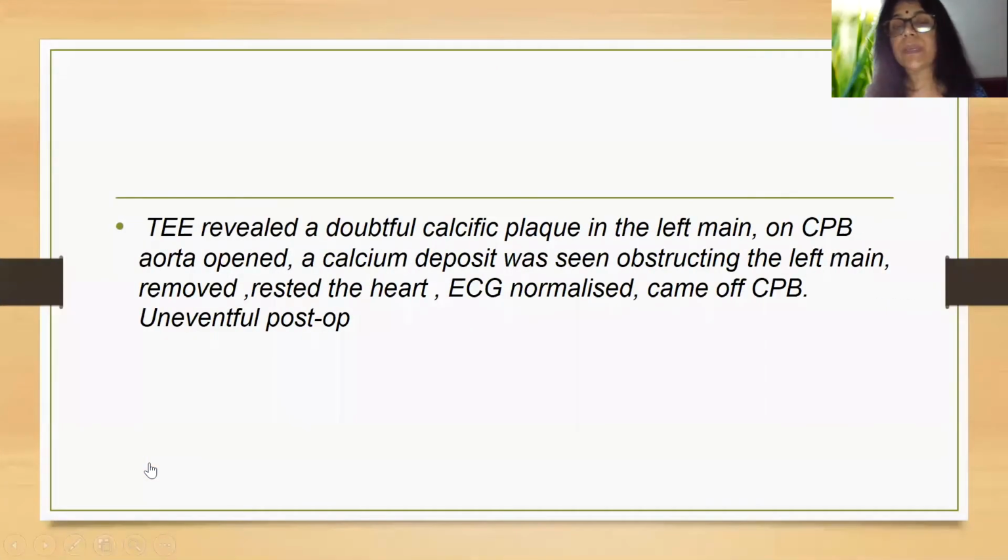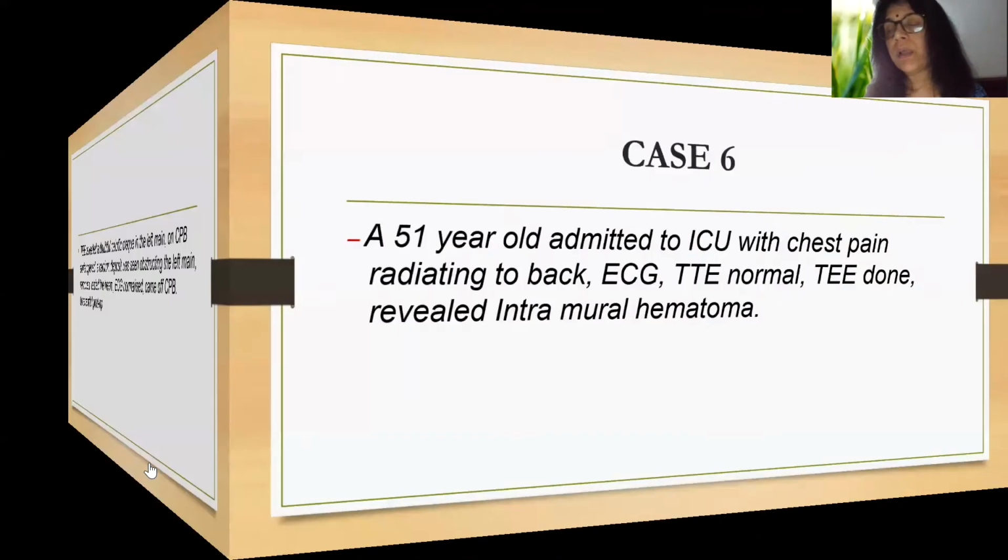But in the mid-esophageal aortic valve short axis view, there's one structure which is floating in the left main. And that happens to be a calcific plaque. And on CPB, the aorta is opened, and the calcium deposit, which was seen obstructing the left main, is removed. The ECG normalizes, and the patient comes off CPB with an uneventful post-op.